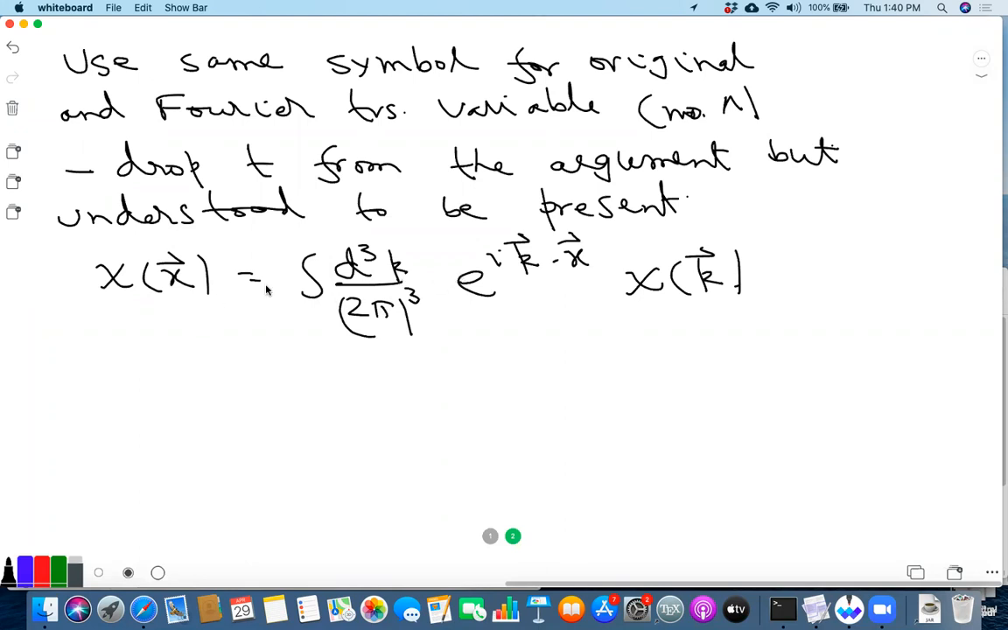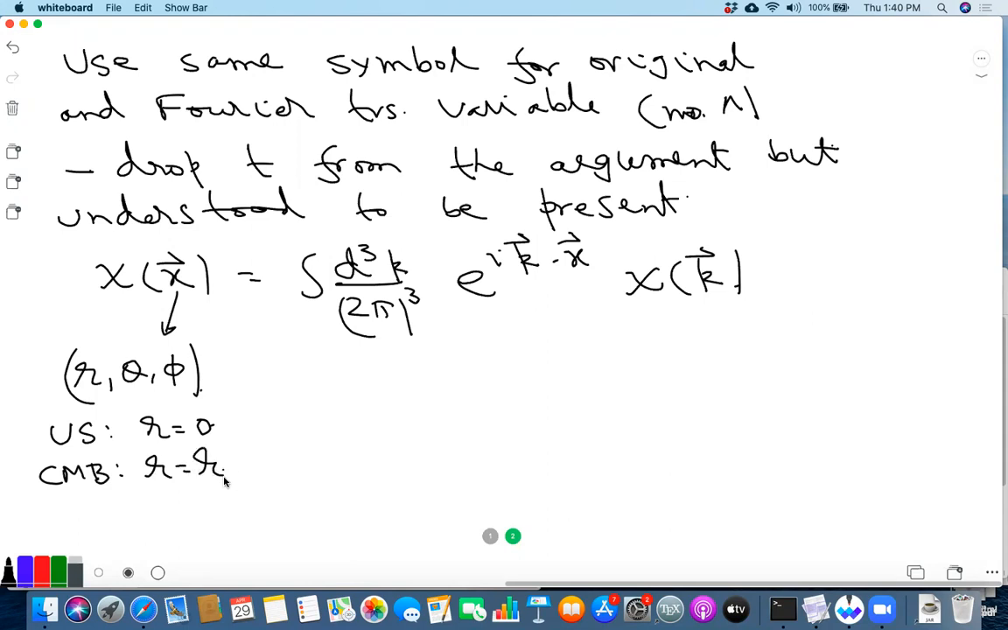So this is the form for chi. And now, as I said, because we can only observe chi at a fixed radial distance, we'll go to the polar coordinates, spherical polar coordinates. So instead of using x, I'll use the r, theta, phi variables. And for us, r will be chosen so that r equal to 0 corresponds to us, and the CMB comes from r on the last scattering surface.